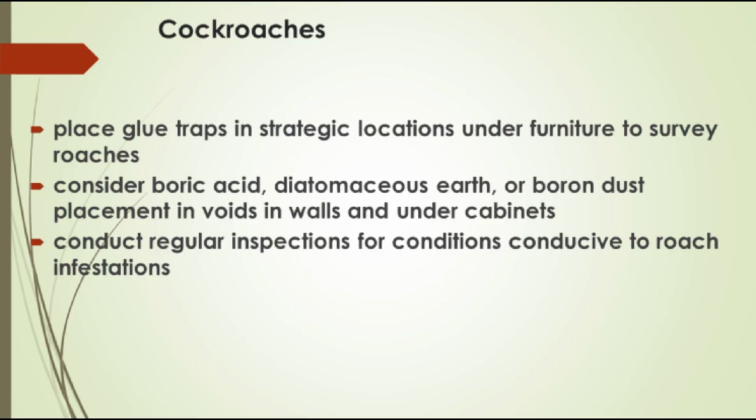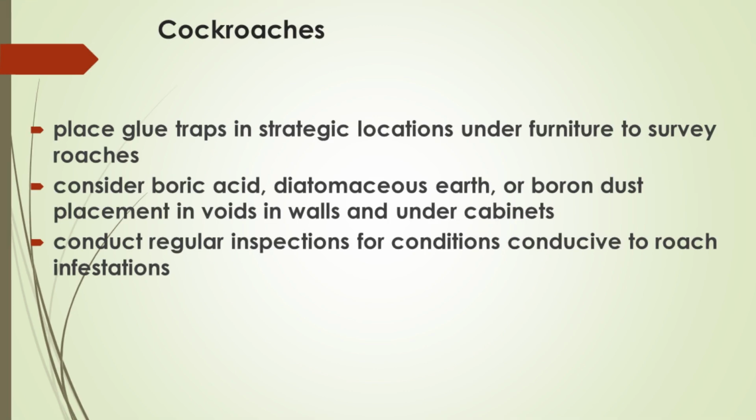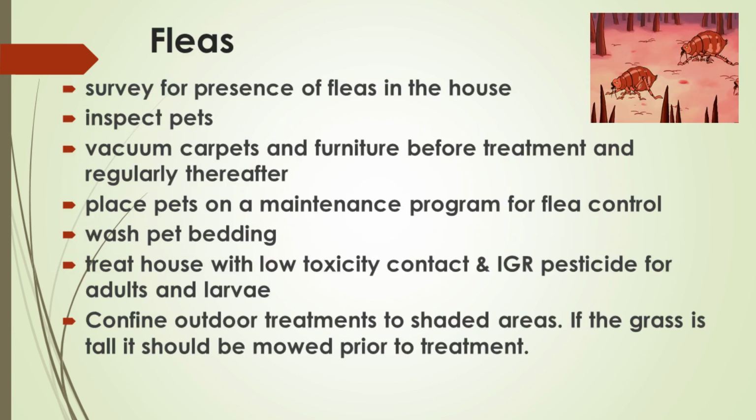Let's talk about cockroaches. Place glue traps in strategic locations under furniture to survey roaches. Consider boric acid, diatomaceous earth, or boron dust placement in voids, in walls, and under cabinets. Conduct regular inspections for conditions conducive to roach infestation. Fleas. Survey for presence of fleas in the house. Inspect pets. Vacuum carpets and furniture before treatment and regularly thereafter. Place pets on a maintenance program for flea control. Wash pet bedding. Treat house with low toxicity contact and IGR pesticide for adults and larvae.